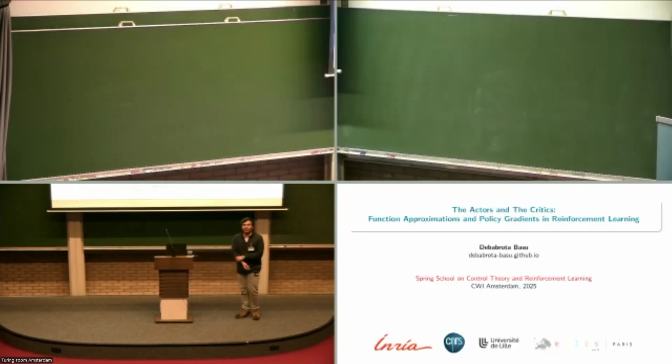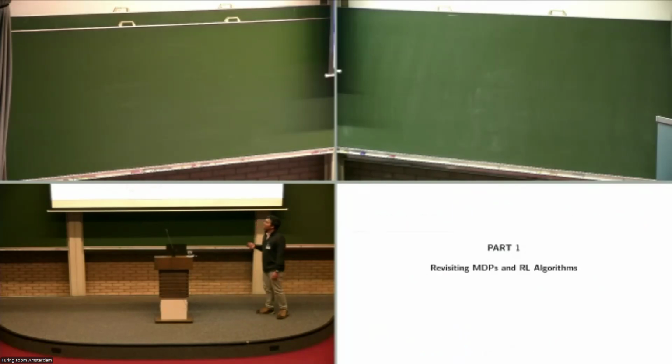So with Franz, you have seen a glimpse of how discrete MDPs and discrete POMDPs work. Now the question is how we go to more continuous settings. As you see, the title of the talk has changed a bit from what was written, and now I like to call it the actors and the critics. Basically, we'll talk about how to use function approximation and policy gradient methods for reinforcement learning. So without further ado, let's start.